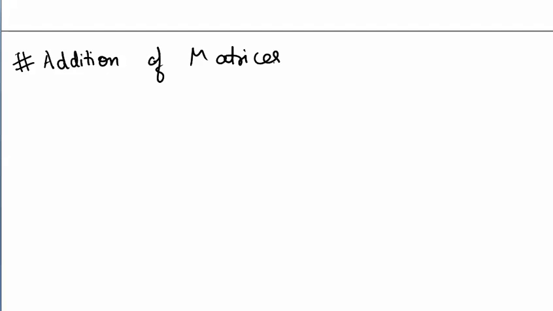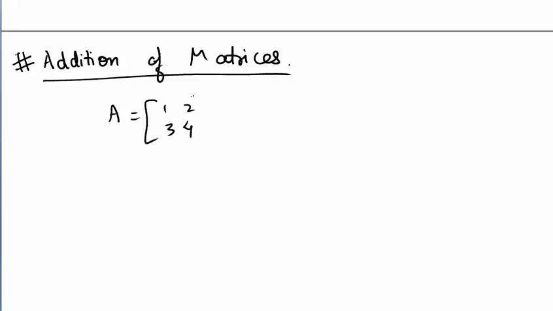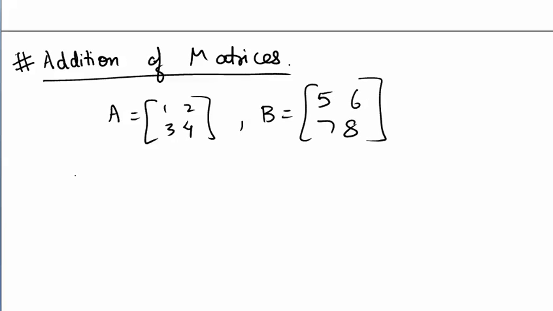So now let us discuss the next important thing, that is addition of matrices. Simple addition we know, but still I will give you an example. For example, if I have A as 1 2 3 4 and there is a matrix B which is 5 6 7 8, and I want to find a matrix C which is nothing but A plus B, right?